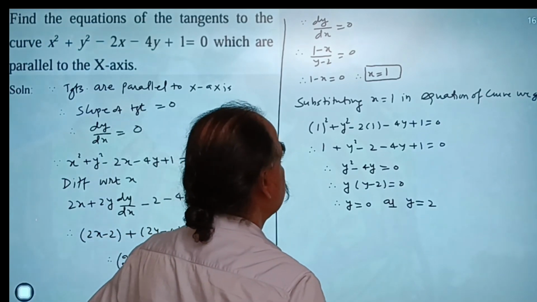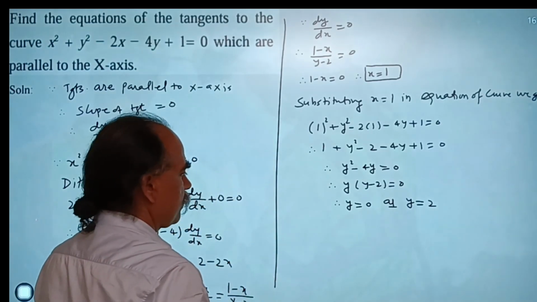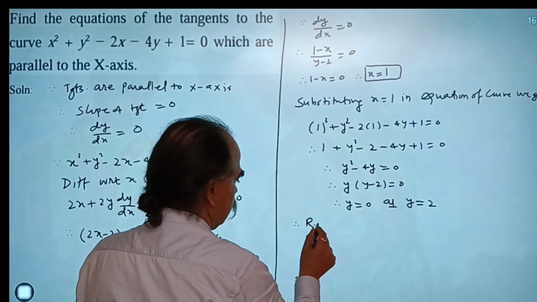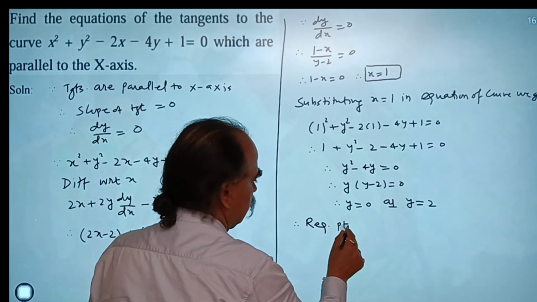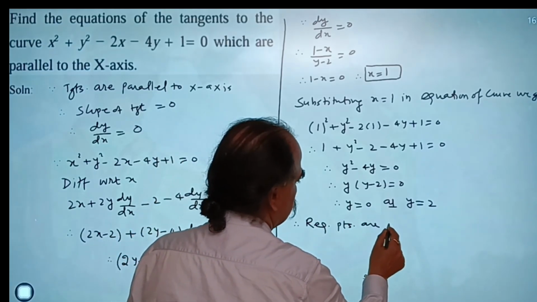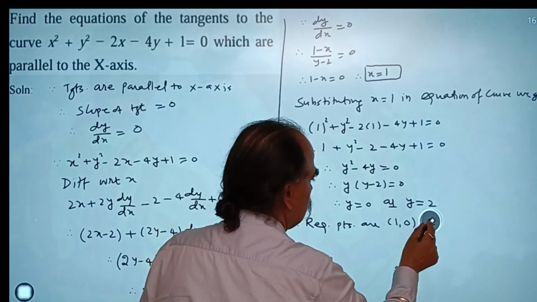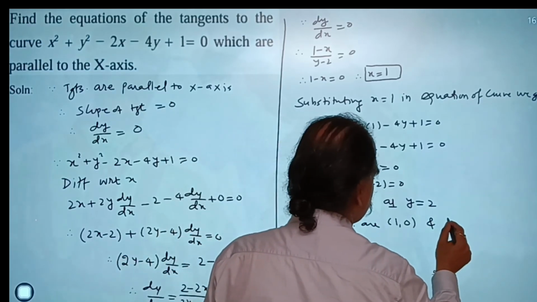So required points will be what? (1, 0). Required points are (1, 0) and (1, 4).